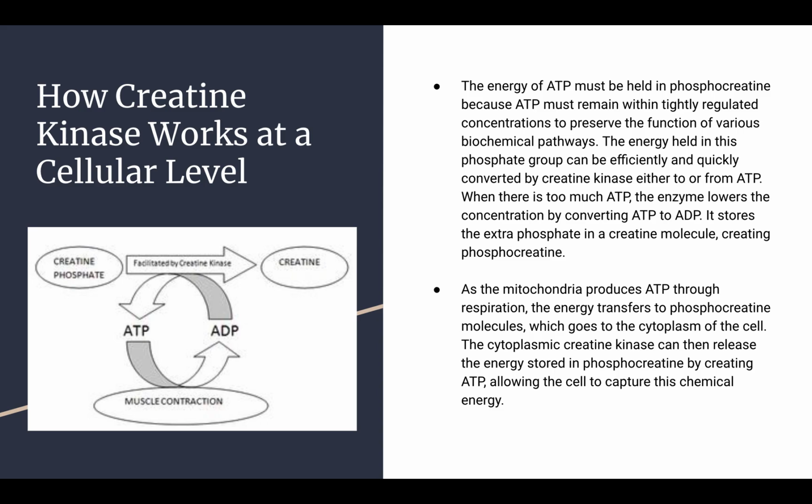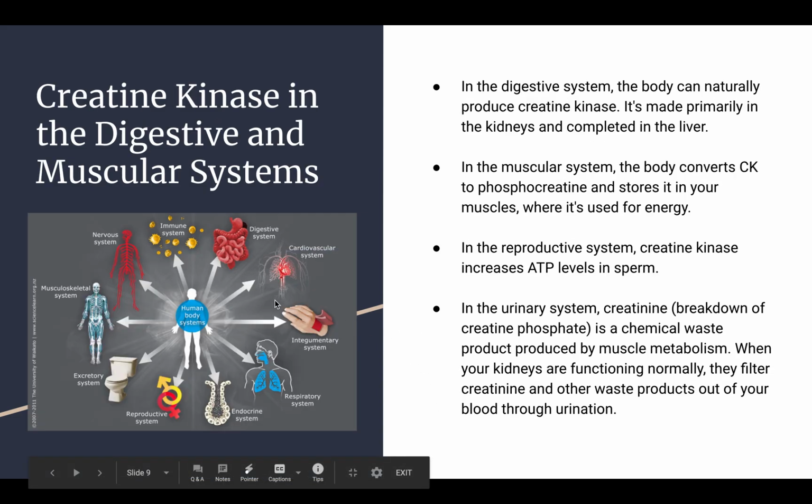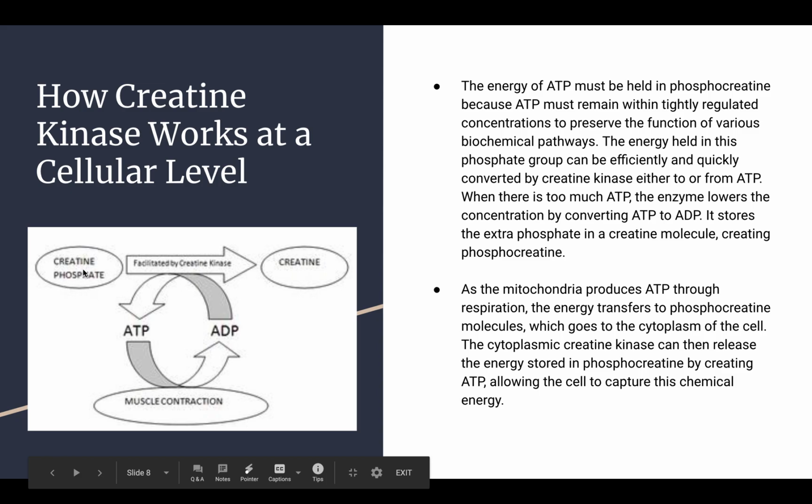As the mitochondria produces ATP through respiration, the energy transfers to phosphocreatine molecules, which go to the cytoplasm of the cell. The cytoplasmic creatine kinase can then release the energy stored in phosphocreatine by creating ATP, allowing the cell to capture this chemical energy. This image is similar to the last two because it shows creatine phosphate becoming creatine and ADP becoming ATP through muscle contraction or work.